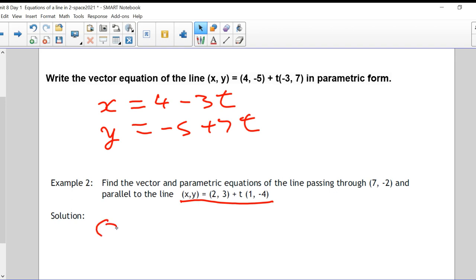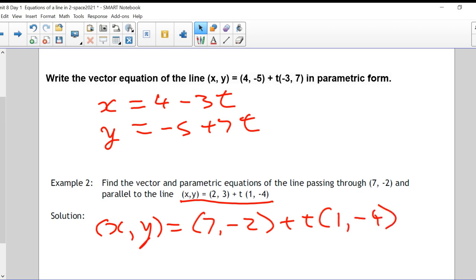Here's my solution. My (x, y) is equal to, not (2, 3) anymore, because it might pass through (2, 3), we don't know. But the point that it does pass through is (7, -2) plus t times the direction vector that we had before, which is (1, -4). If they're parallel, they have the same direction vector. They just go through a different point. That's all we're saying. Thanks for reacting, by the way, Taj, Sarah, and Fernando.